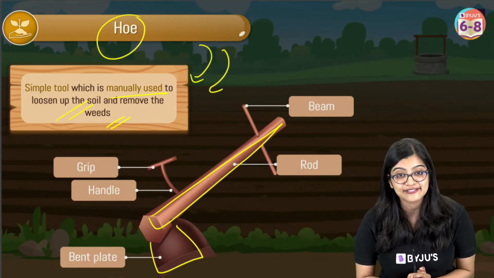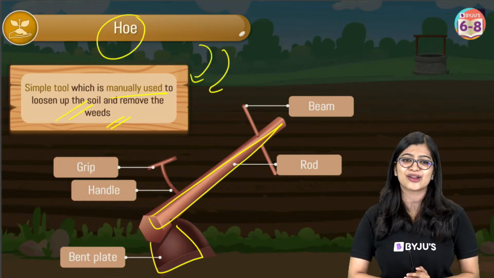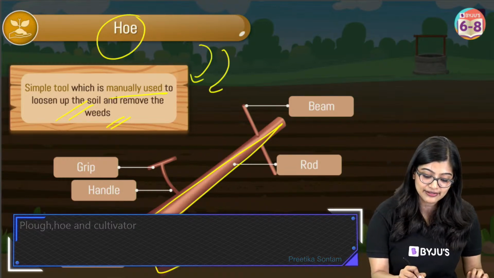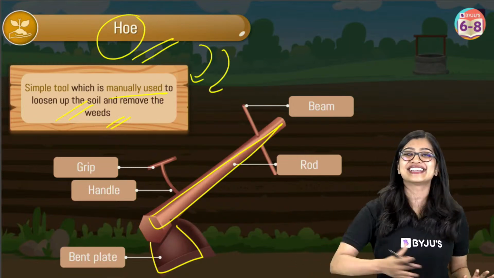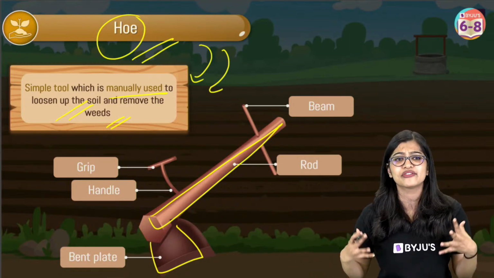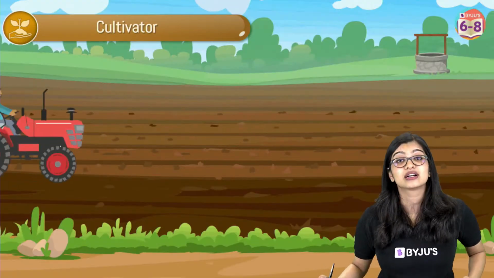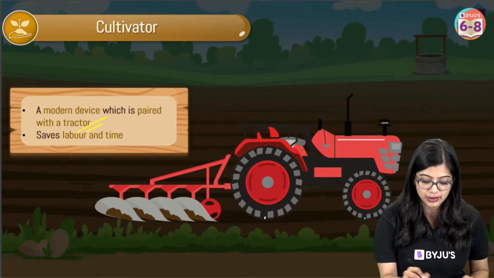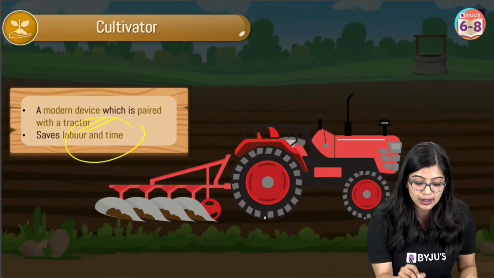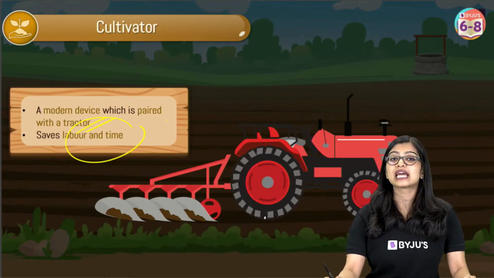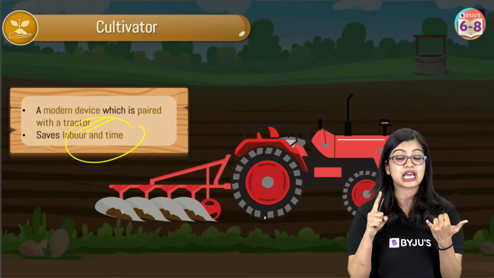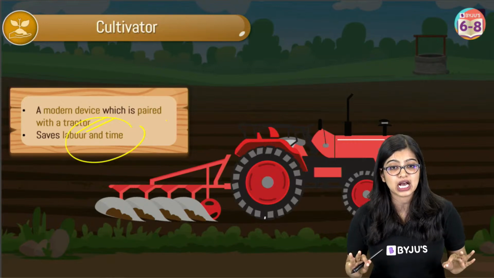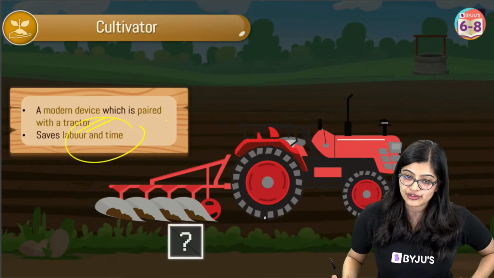Yes, plough, hoe and cultivator. Wonderful guys, Prachi, Preetika, you're all ahead of me. Of course, whenever there is a manually used tool, we see that there will be some disadvantages because it requires a lot of effort from our end, which is why we have a cultivator. So cultivator is nothing but a modern device which is paired with a tractor, and it saves labor and time. So we have looked at three agricultural implements: cultivator, plough and hoe. So far, whatever we have discussed, is it clear? Yes, they are driven by the tractor.